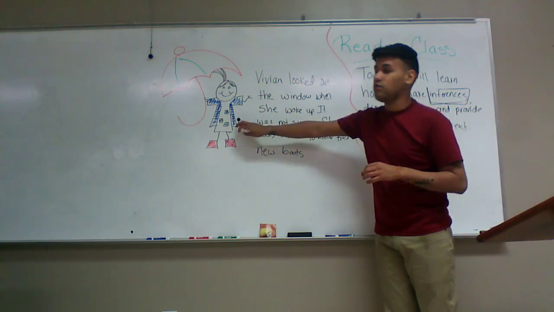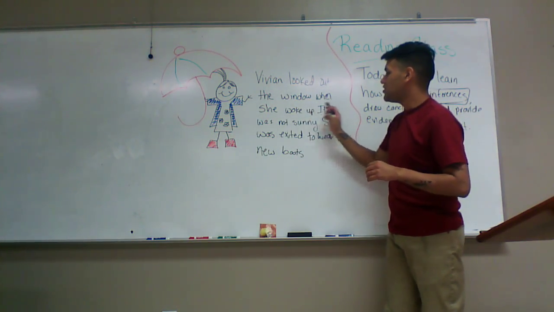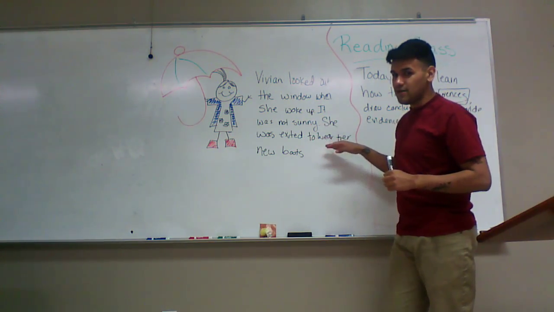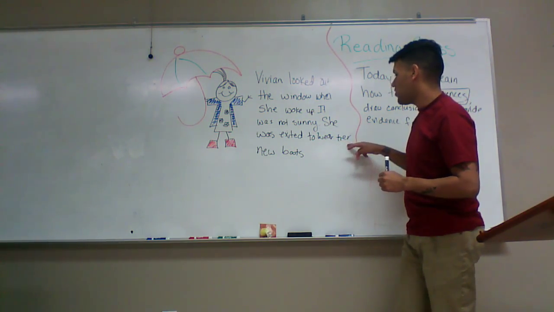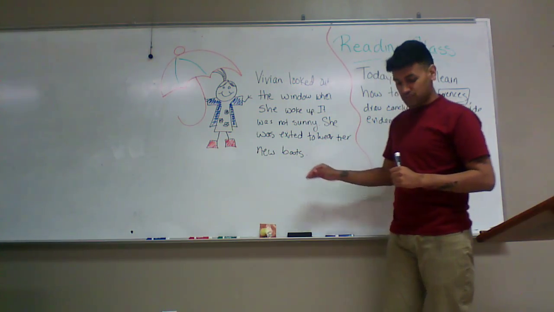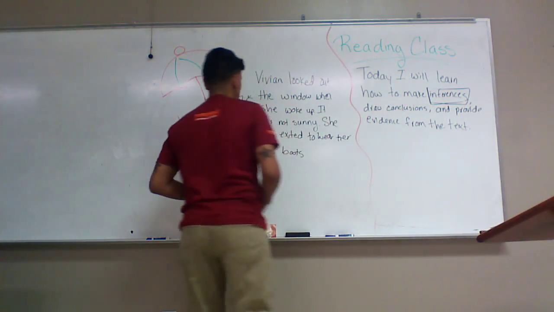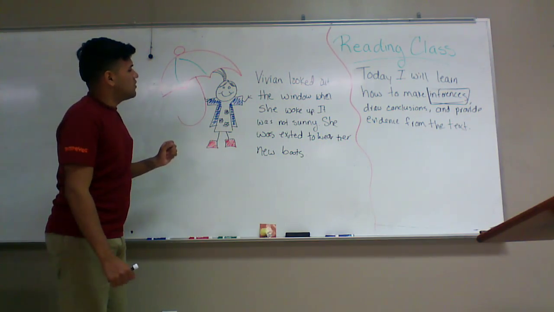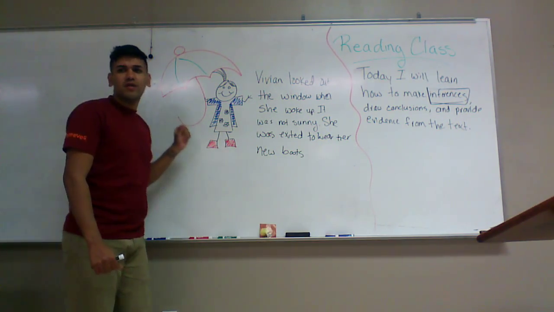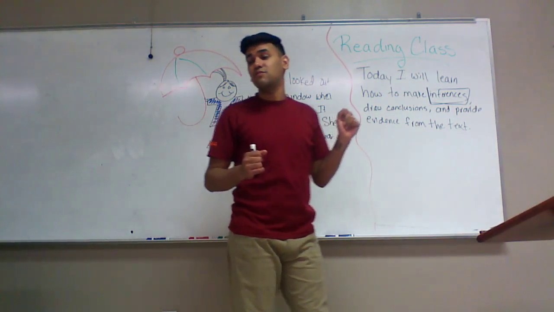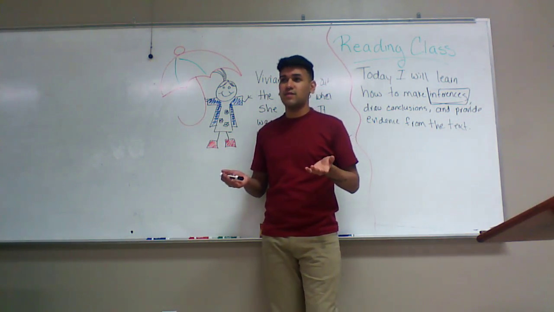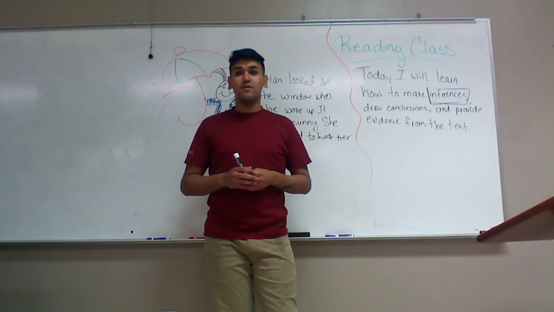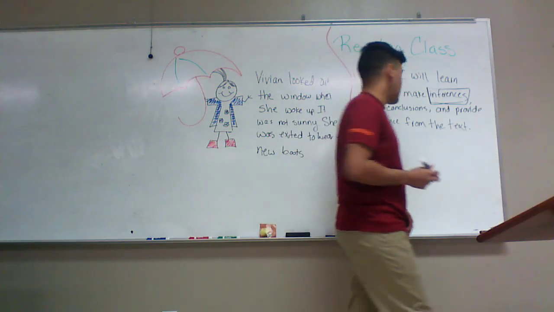Vivian, a little girl, looked out the window when she woke up. So she peeked out the window when she woke up. It was not sunny. She was excited to wear her new boots. Okay. Reading this prompt and looking at the picture, why do people use umbrellas? Julio? To protect themselves from the sun, correct. Another example? To protect themselves from the rain, correct.